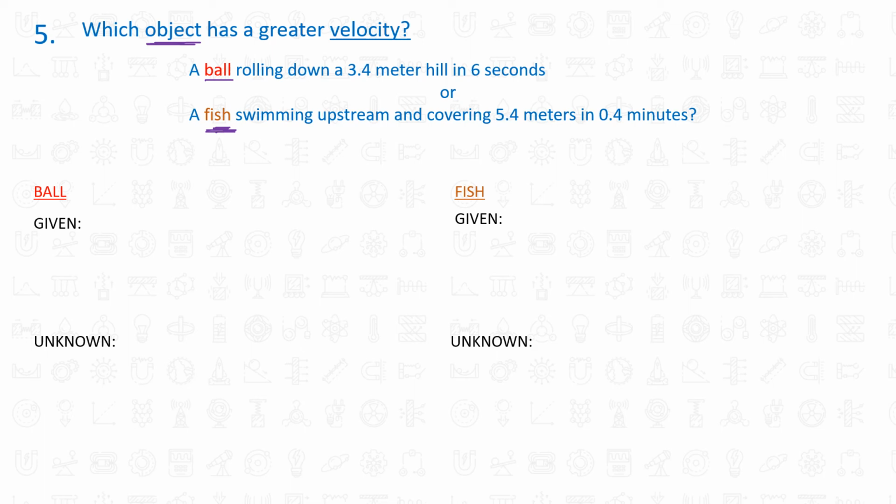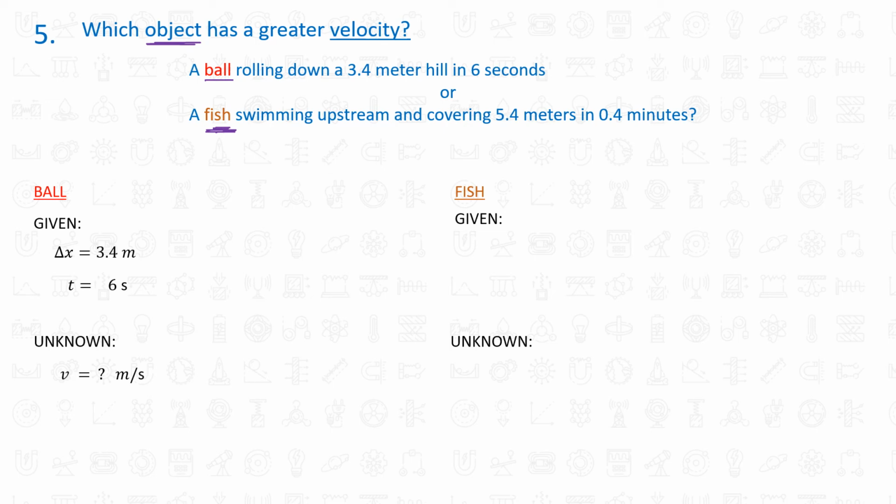All right, that's good. So we can actually write our givens over here for the ball. And our unknown, we're looking for velocity, right? So here's our displacement is 3.4 meters downhill. Okay, that's the direction. And then our time is 6 seconds. We're looking for velocity in meters per second.